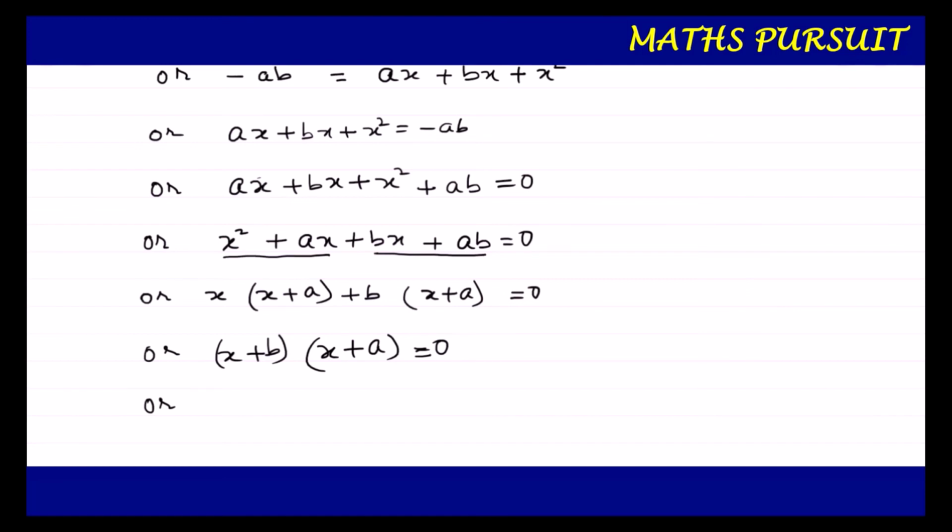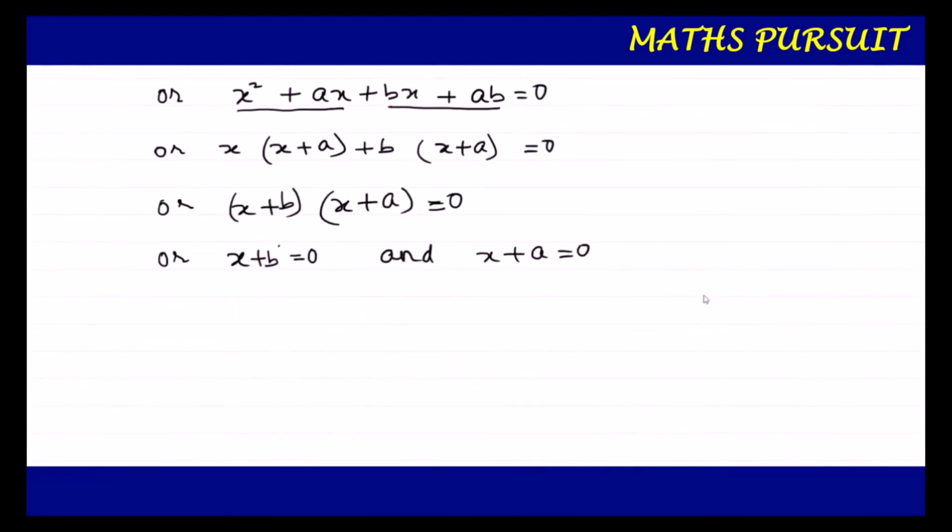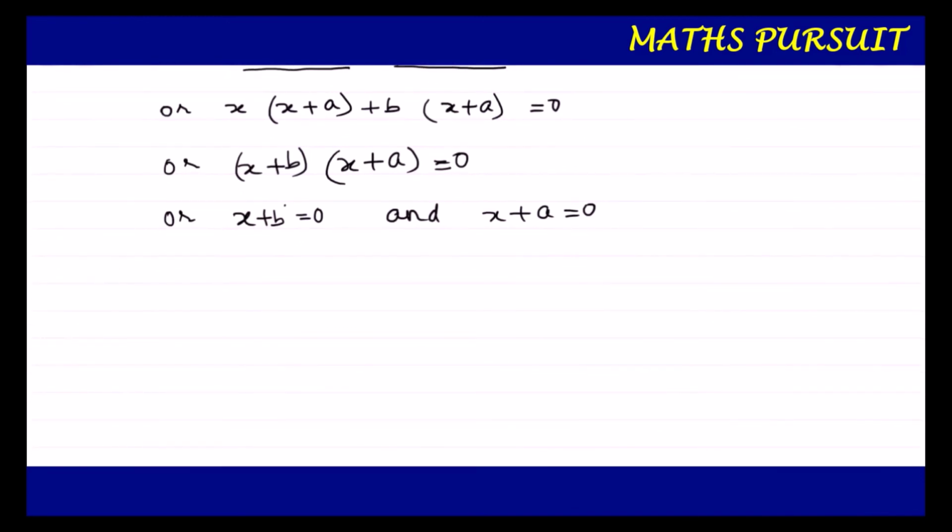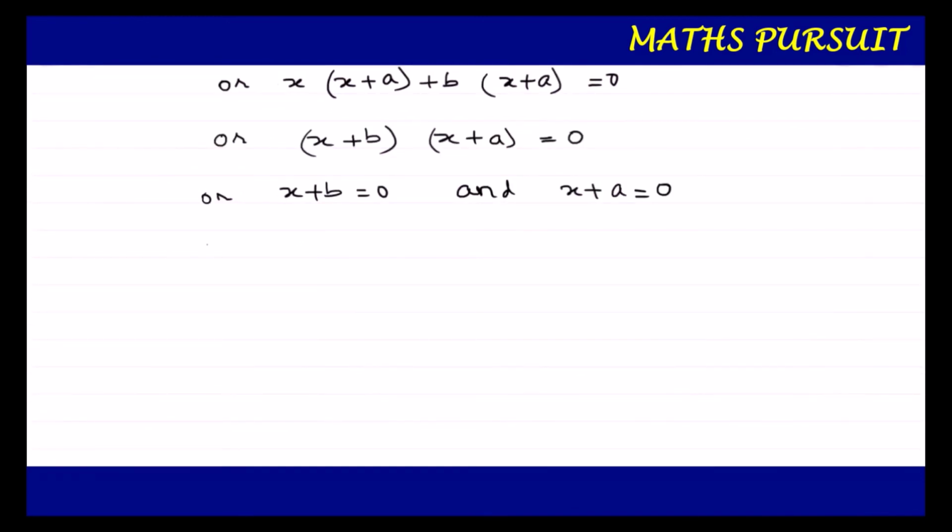Or I can now segregate this equation into two parts. One is x plus b is equal to 0, and the other one is x plus a is equal to 0. So from here you could see that we are able to segregate this equation into two parts, so that we are going to find the two values of x. Or now I can write x is equal to minus b and x is equal to minus a. So this is what we are looking for, and this is what we got. The two values of x are, one is x is equal to minus b, and the other one is x is equal to minus a.